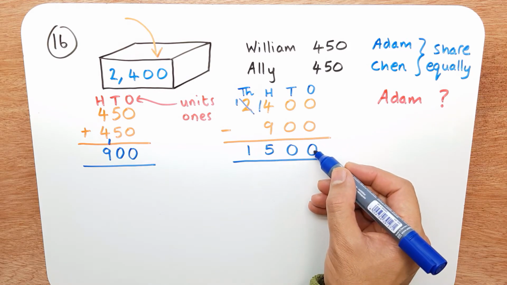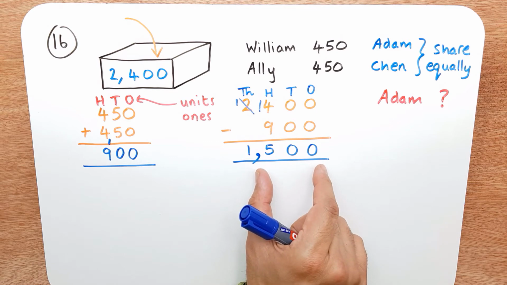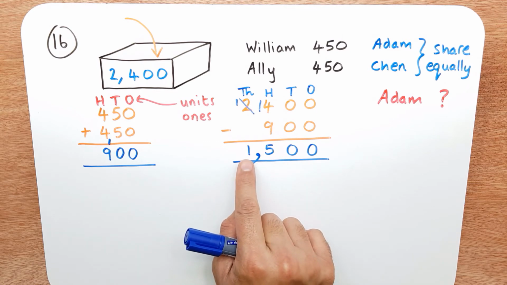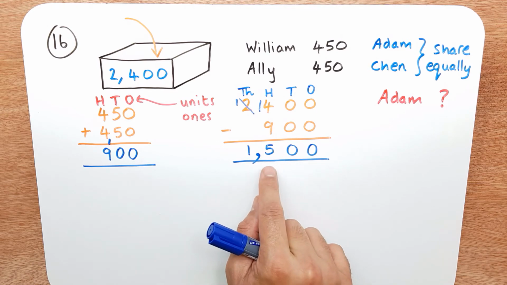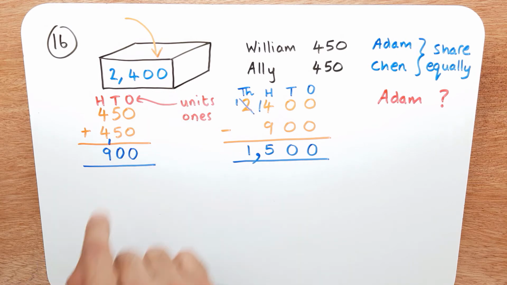As before, 1, 2, 3, comma. So this is our thousands. So it's 1,500. That's how many leaflets are left in this box.